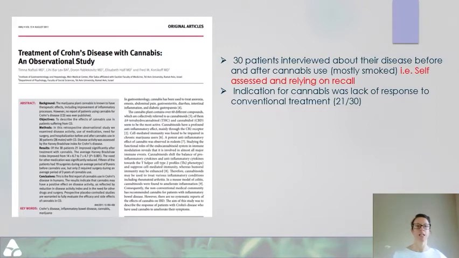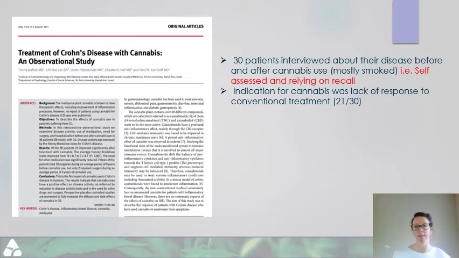So the first study is an observational study. So remember, this is an uncontrolled trial, and the patients in this study who had Crohn's disease specifically were interviewed about their disease before and after they started cannabis use. And so this is really relying on their recall about how they used to be before they started using cannabis, and how they are now. And these were selected from people who were actually attending a medicinal cannabis clinic.